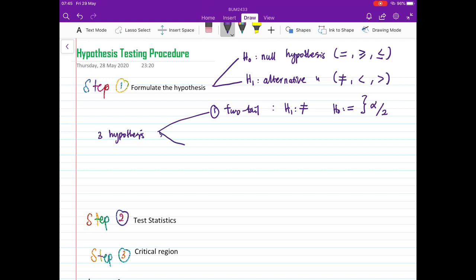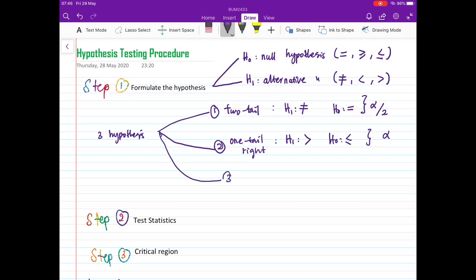Number 2, you will have one tail right. How do you know one tail right? Look at the H1. If the H1 is greater than and the H null is less than and equal, your significance level alpha, leave it alone. Do not divide by 2.